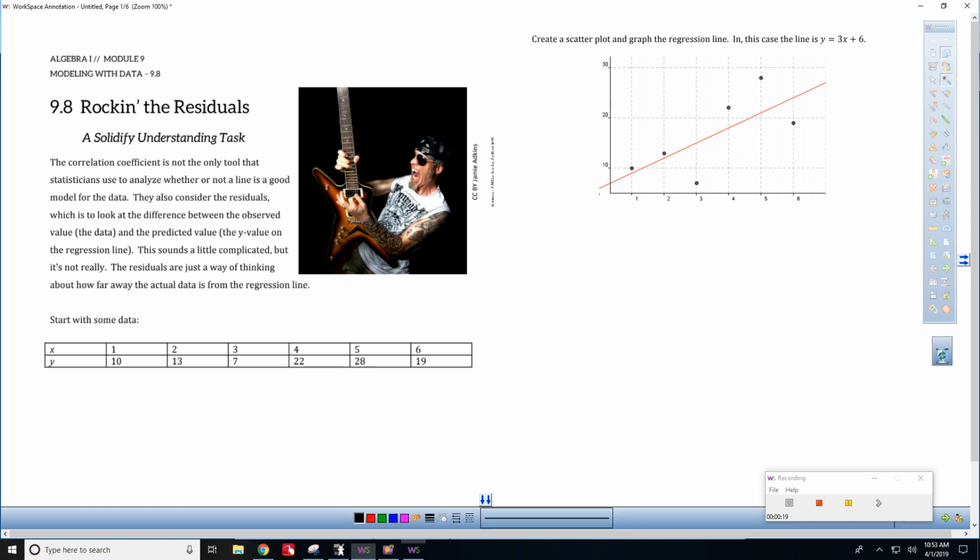Okay. All right. So we're going to learn about residuals today, and what they're saying is that the correlation coefficient isn't the only tool we have to measure how accurate a line is as far as how it fits the data. So what they want you to do is make a regression line from that.